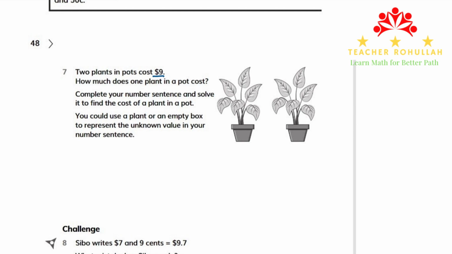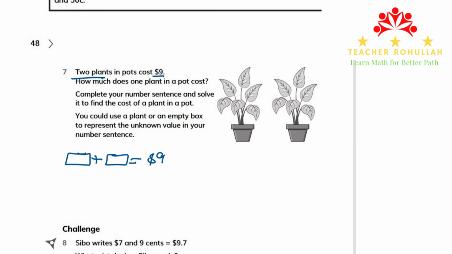Now it says you could use a plant or an empty box to represent the unknown value in your number sentence. Because it says 2 plants, I will use the empty box plus the empty box is equal to $9.